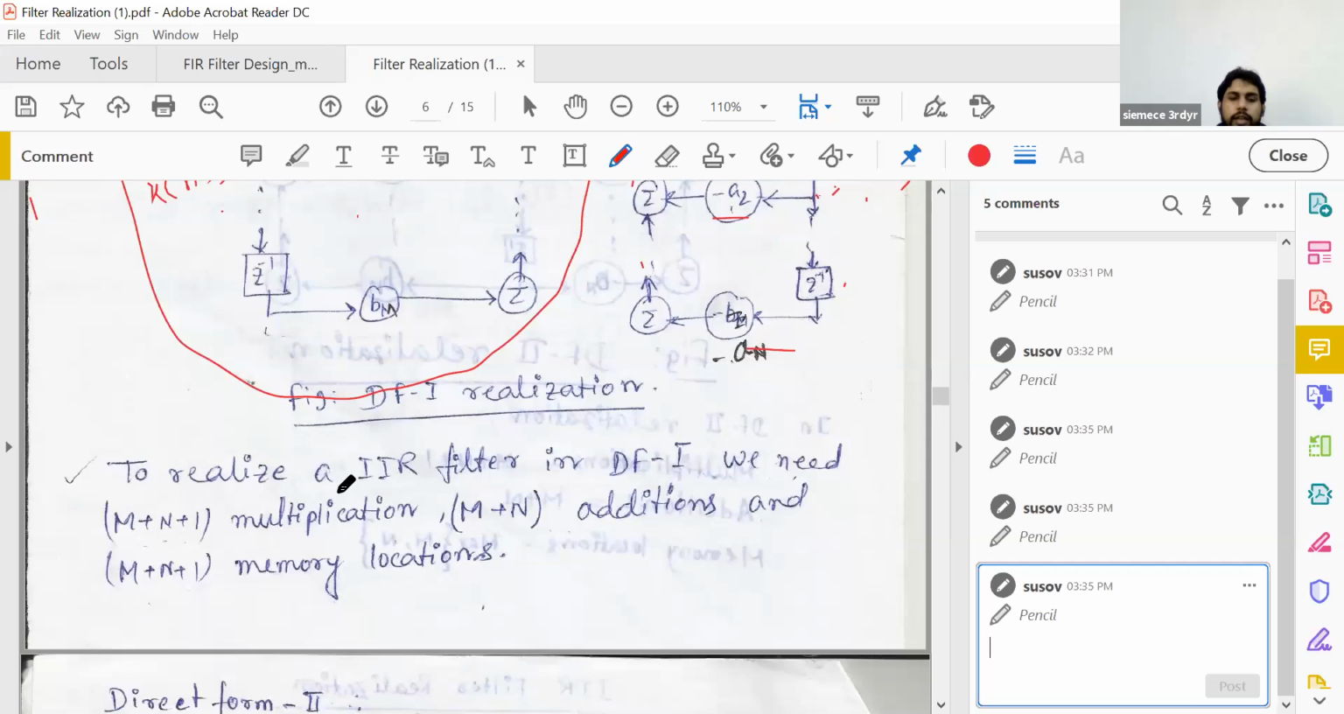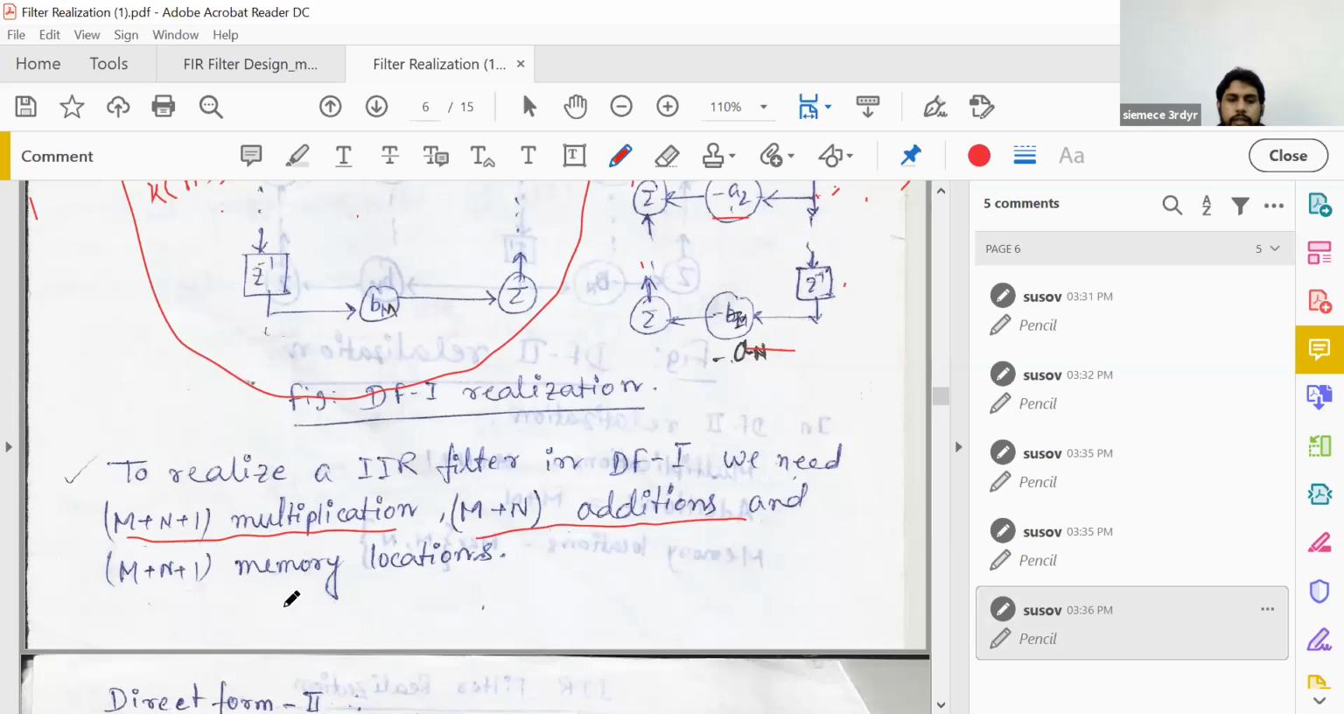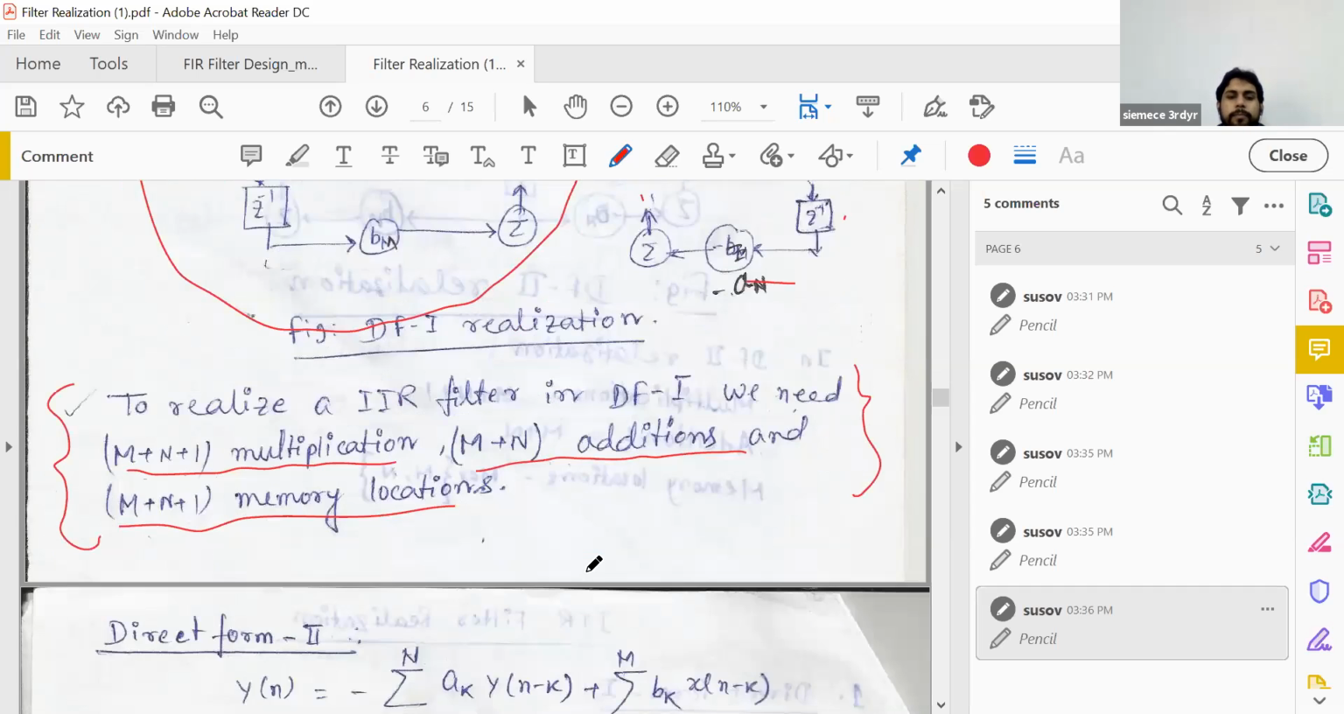To realize an IIR filter in DF1, how many multiplications do we need? M plus N plus 1 multiplications, M plus N additions, and M plus N plus 1 memory locations. So this is the ultimate thing. This is called direct form 1 realization.